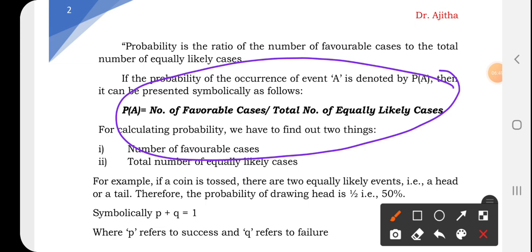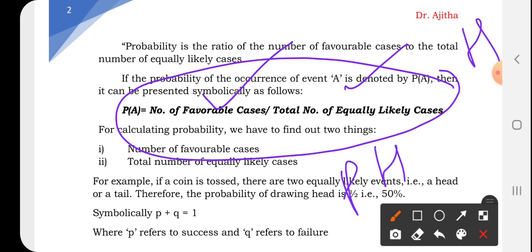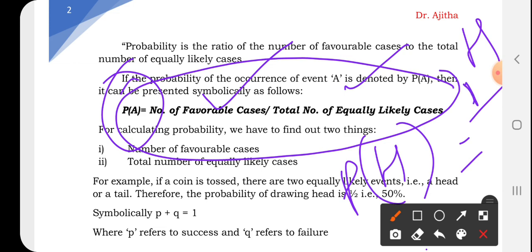Probability of occurrence of event A is equal to the number of favorable cases divided by the total number of equally likely cases. What are favorable cases? Favorable cases are what you are searching for. Total number of equally likely cases: how many cases are there? For example, if you want to find the probability of getting a head, I can write H also. Like here you have written A, in the same way, if I want to find the probability of getting a head, I can write P(H) is equal to the number of favorable cases. How many heads are there in a coin? There is one head. How many total cases are there? There are head and tail, two. This is how you can go about it.